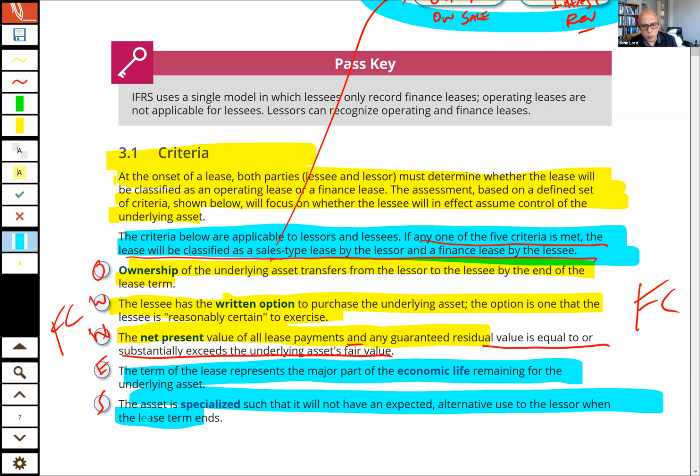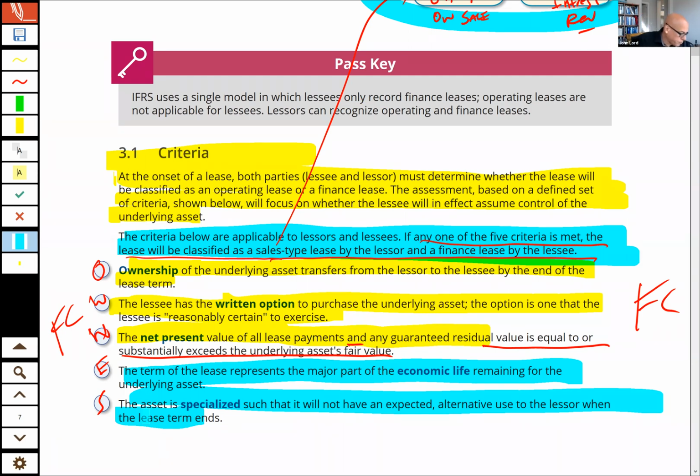Okay. Now, if you meet any one of these 5 criteria, then it's going to be what? It's going to be a finance lease for the lessee, and it's going to be what? It's going to be a sales type finance lease for the lessor. Okay. So now we're left with what? Now we're left with, well, okay, how does it become an operating lease for either the lessee or the lessor, or how does it become a direct finance lease for the lessor?